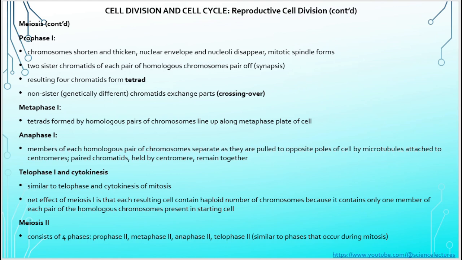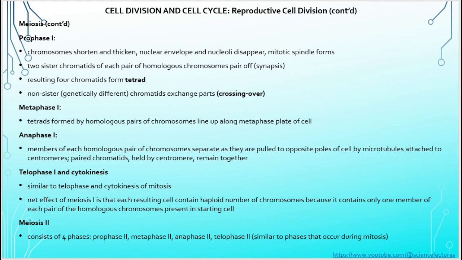First, the two sister chromatids of each pair of homologous chromosomes pair up, an event called synapsis. The resulting 4 chromatids form a structure called a tetrad. Second, parts of the chromatids of two homologous chromosomes may be exchanged with one another. Such an exchange between parts of non-sister or genetically different chromatids is termed crossing over. This process, among others, permits an exchange of genes between chromatids of homologous chromosomes.